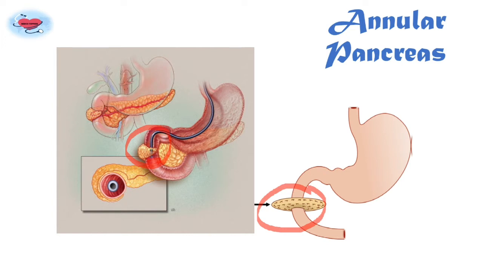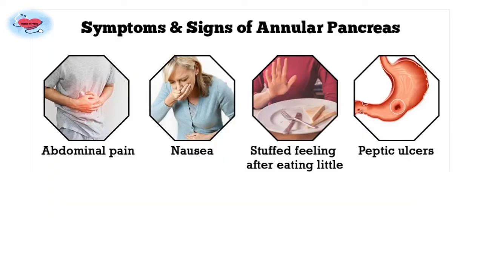The main symptoms are abdominal pain, nausea, bilious vomiting, visible gastric peristalsis, and it is often associated with Down syndrome. It can be associated with other congenital gut malformations also. And there are two types: one is the neonatal type and the other is the adult type.